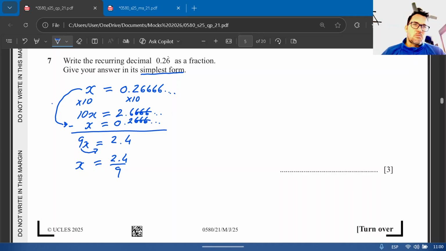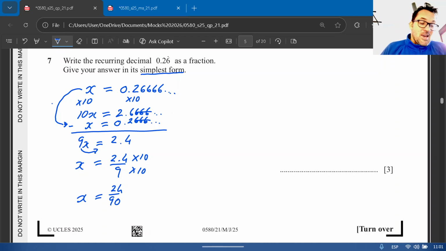We don't mix decimal points and fractions, because if we do, there's actually an infinite amount of fractions we can write. But we can fix that by simply doing equivalent fractions. Remember, equivalent fractions is where we multiply the top and bottom by the same number, so that will give us 24 over 90. Bam, got it.